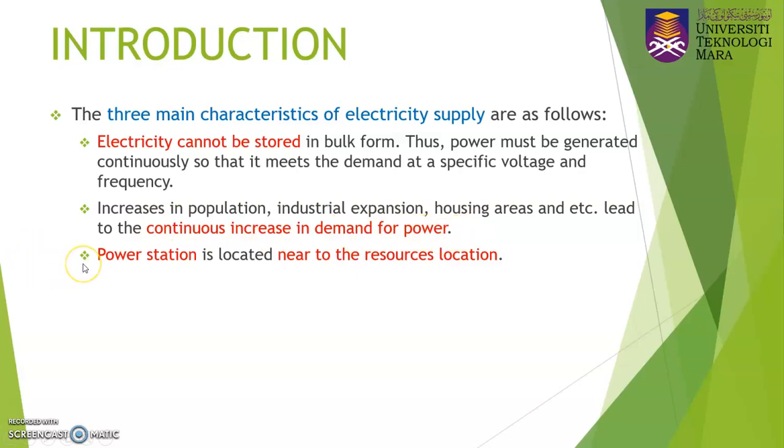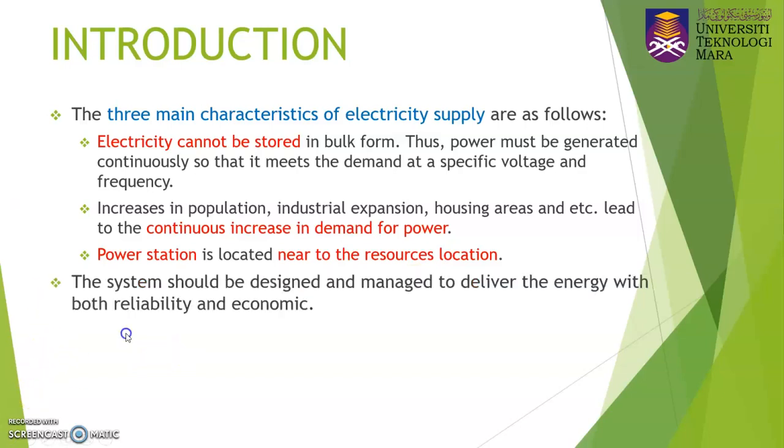Okay, and then the third characteristic is the power station is usually located near the resource location. For example, if you have a hydro power station, the power station must be located near the hydropower sources. The same goes if you have a coal power station, the location of the power station must be near the source of the coal.